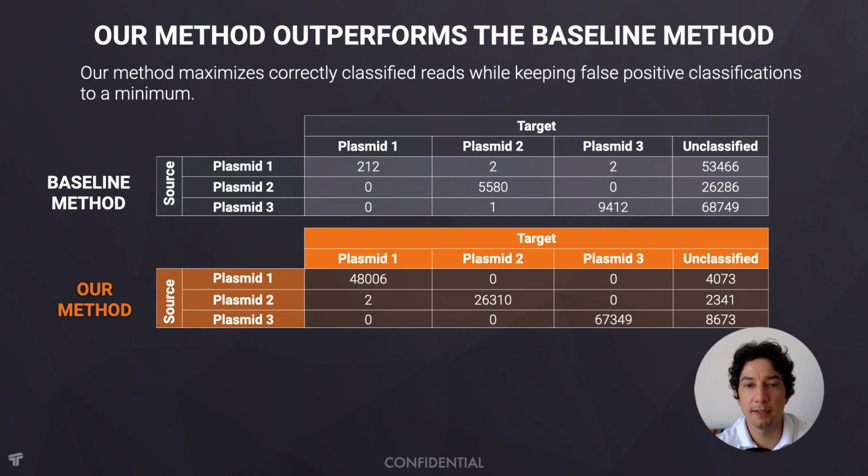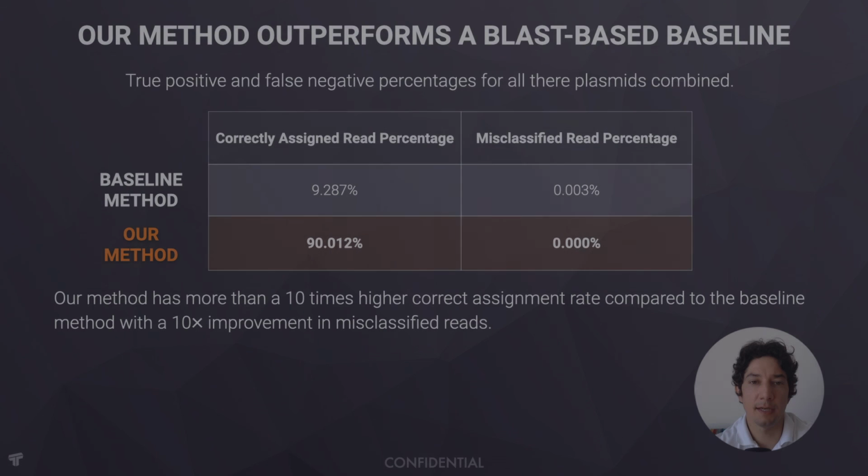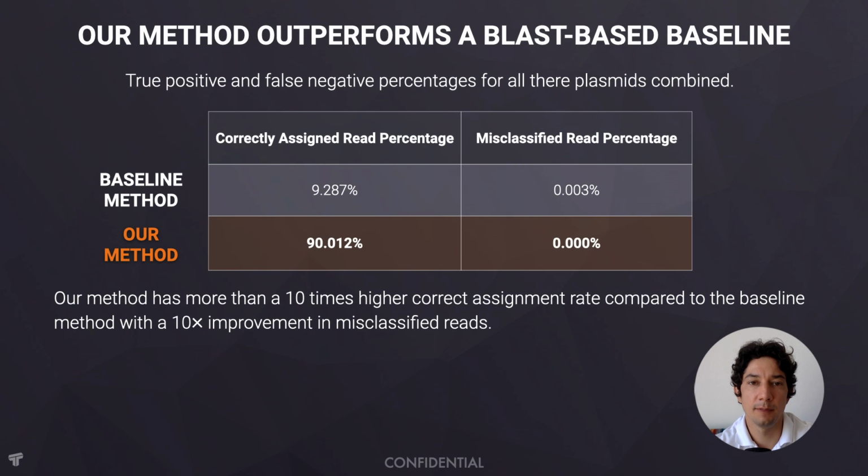However, in our method, you see that you have a lot more reads that are classified correctly and very, very few false positives. Looking at all of the reads, you can see that we classified 90% of the reads correctly, where the baseline method only classifies about 9%. So about a 10 times improvement. And our misclassified read percentage is virtually 0.